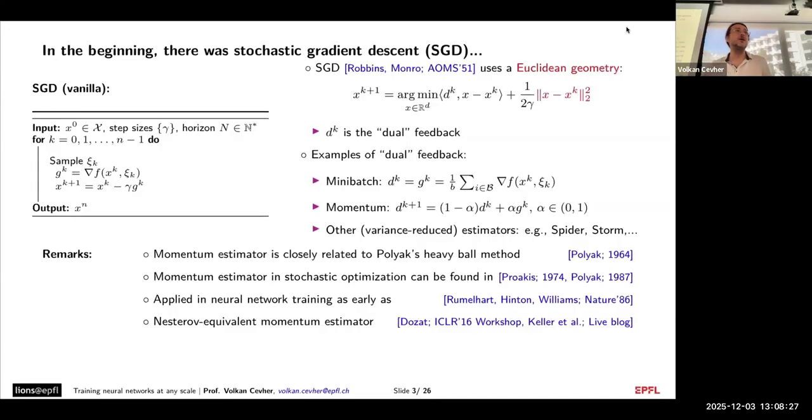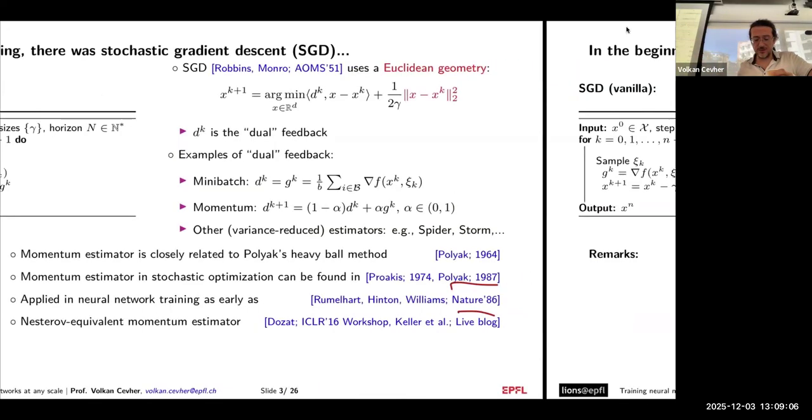For example, if you're into communications, Prokis was a key person in communications theory and applications, and had a channel estimation work where he uses this momentum estimator to estimate a channel. And Polyak's book, of course, is a definitive reference that you should take a look at. To my knowledge, these kinds of estimators are also used in neural network training, for example, Hinton, Rumelhart. A Nesterov equivalent version of this uses an additional memory buffer with a 2x scale averaging. So you can see other types of estimators as well.